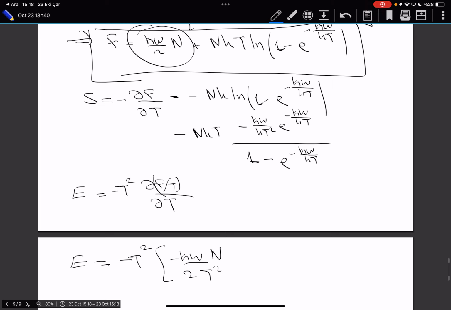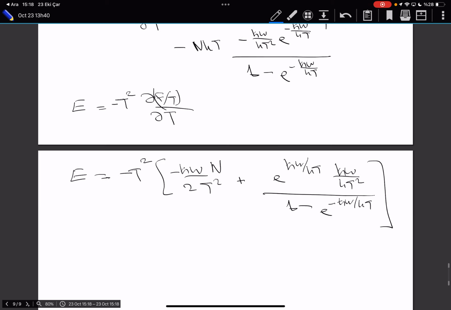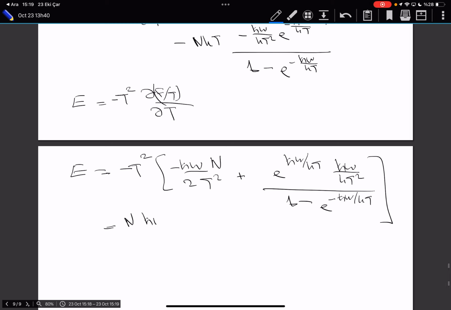And then there's also the derivative of the temperature, which will be e to the power h bar omega over kT, h bar omega over kT squared, divided by 1 minus e to the power minus h bar omega over kT. So this will be n times h bar omega over 2, that is the first term. That is the expected term from the zero-point energy, plus minus h bar omega over k, e to the power h bar omega over kT divided by 1 minus.